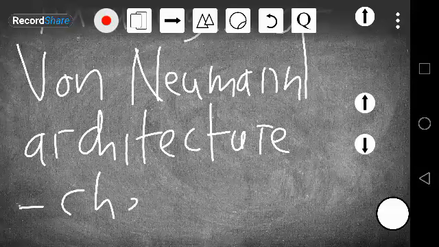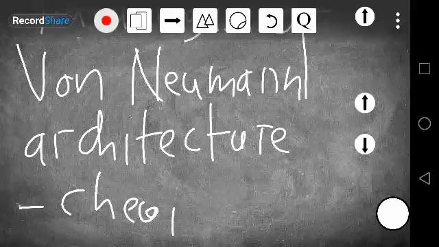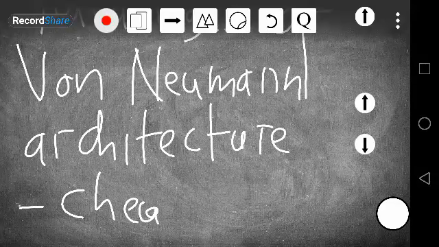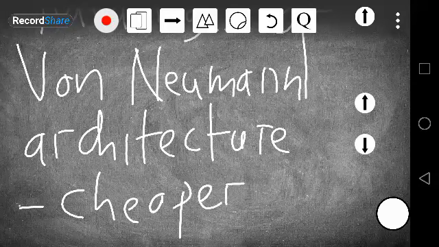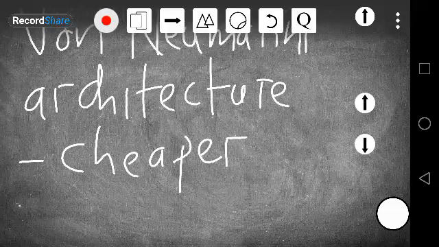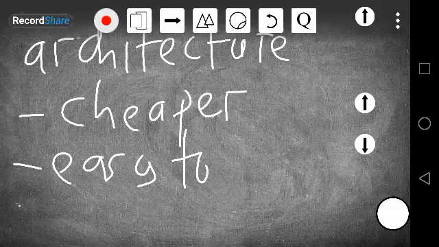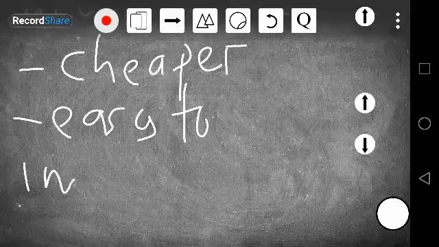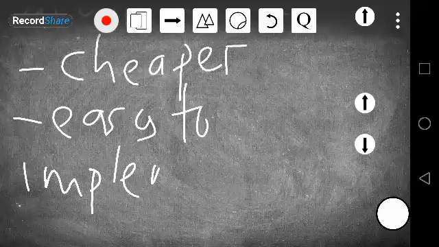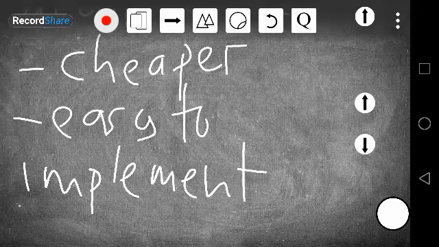It's cheaper. Okay, that's the first advantage. It's cheaper compared with the Harvard architecture. The other advantage is it's easy to implement. Okay.